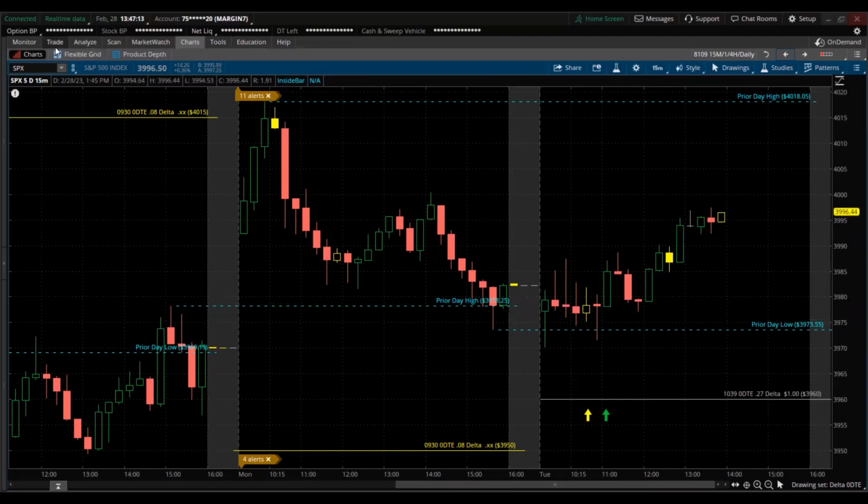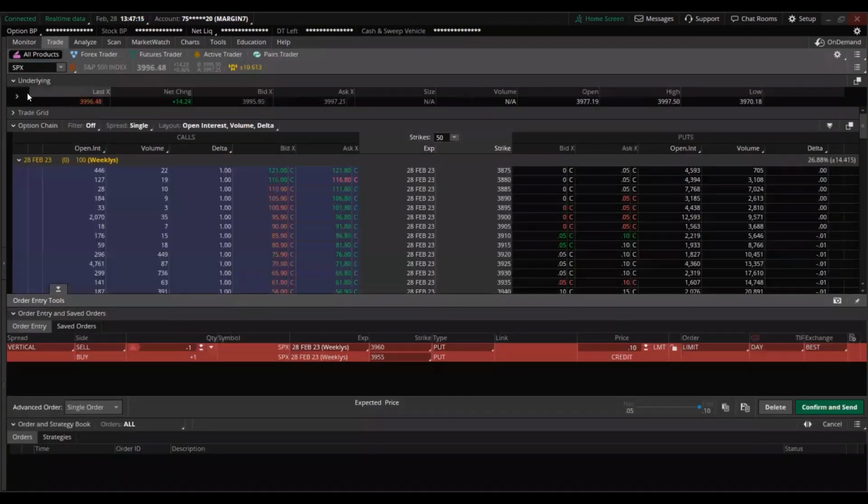Let's look at the option chain. There we go, SPX queued in here. It's the options that expire today. See that parentheses 0 up here on the left? And the short strike was a 39.60, which I mentioned at the time was 27 delta.